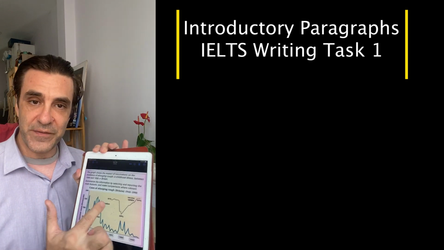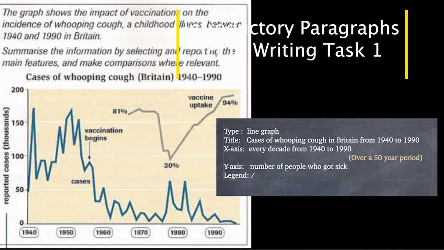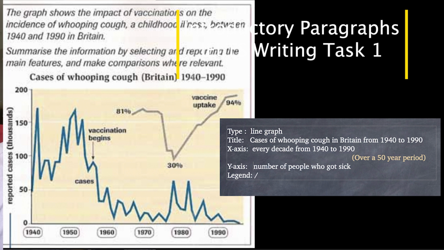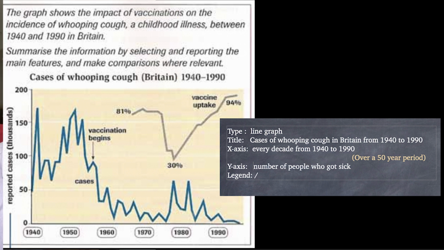The first thing I can identify is that this is clearly a line graph. And the title is showing cases of whooping cough, Britain, 1940 to 1990. What I might do is realize that in the x-axis, it's not simply 1940 to 1990, it's every 10 years from 1940 to 1990, or I might say that this time period from here to here is 50 years. So over a 50-year period. That's a way I can paraphrase that.